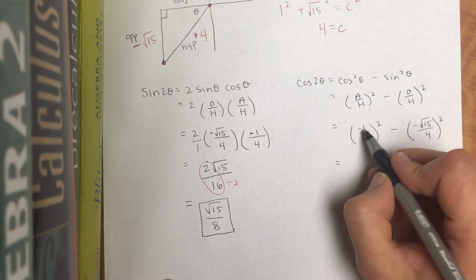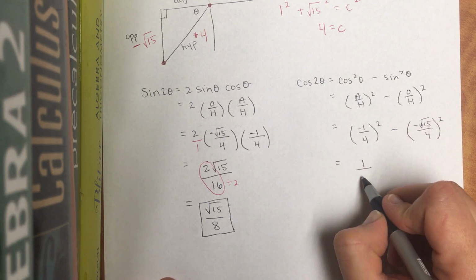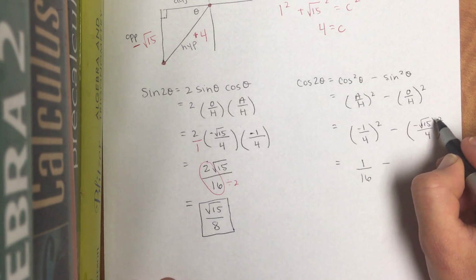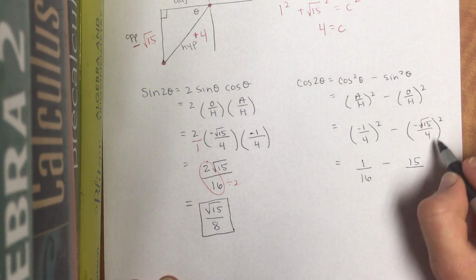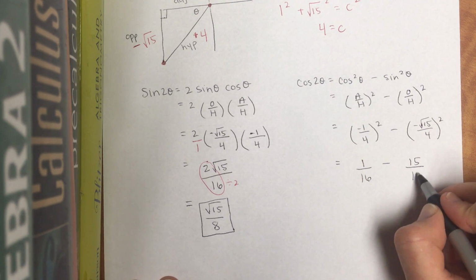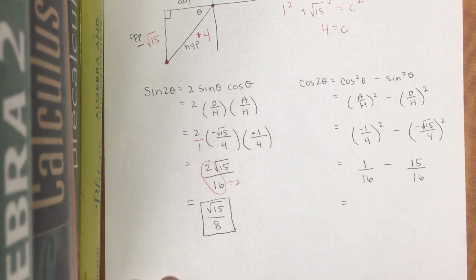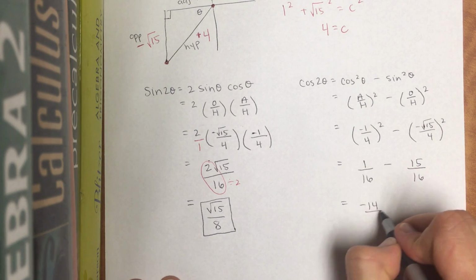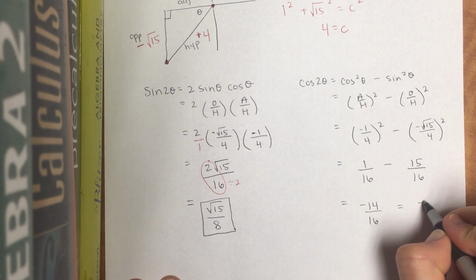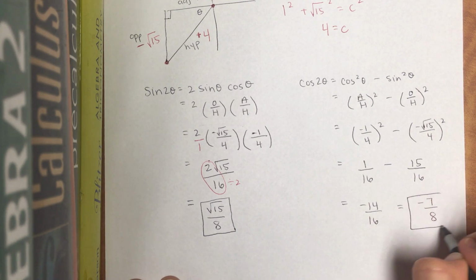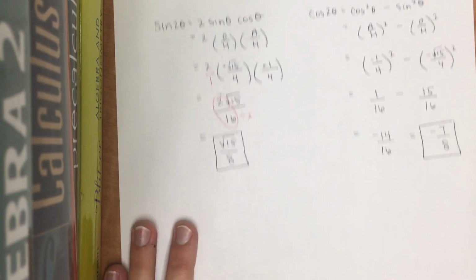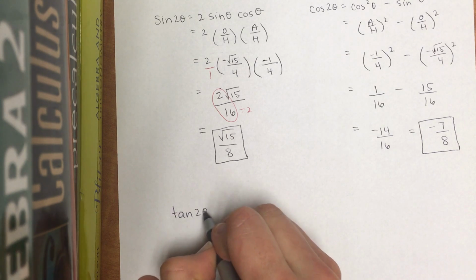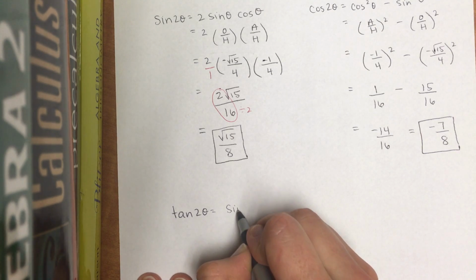All right, square everything. Negative 1 squared is positive 1. 4 squared is 16. Negative square root 15 squared is positive 15. 4 squared is 16. So 1/16 minus 15/16 is negative 14/16, or what's that? Negative 7/8.